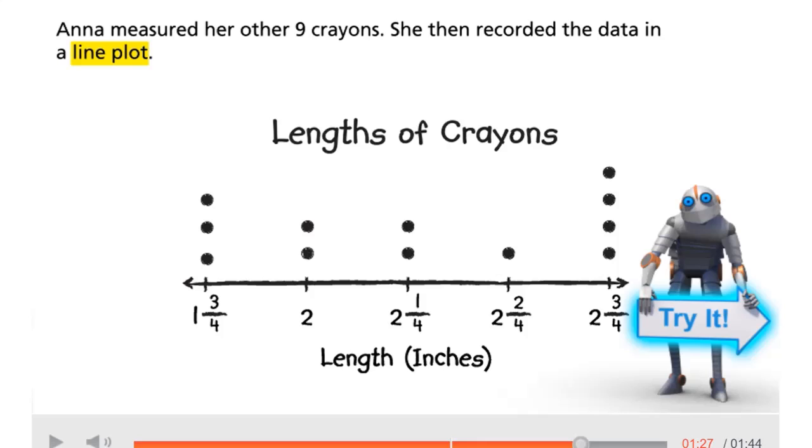Now, her scale is measured in inches. She's going from 1 3/4 inches out to 2 3/4 inches. Now notice how her dots are evenly spaced from each other. They're all about the same size. Over here, we can see that she actually measured 12 crayons, not just the 10 that she was talking about.